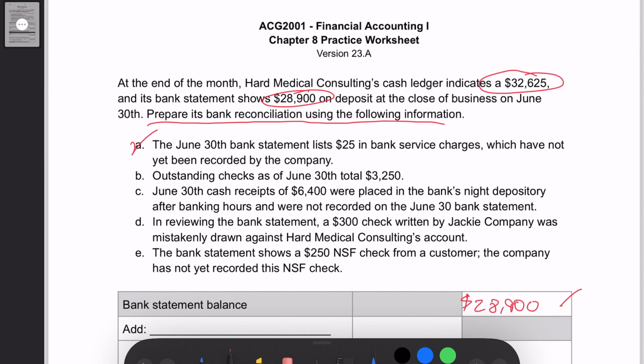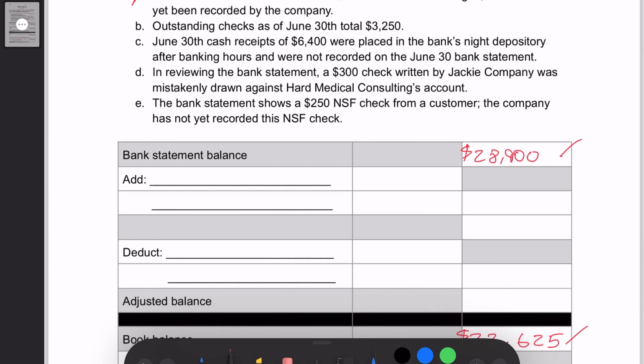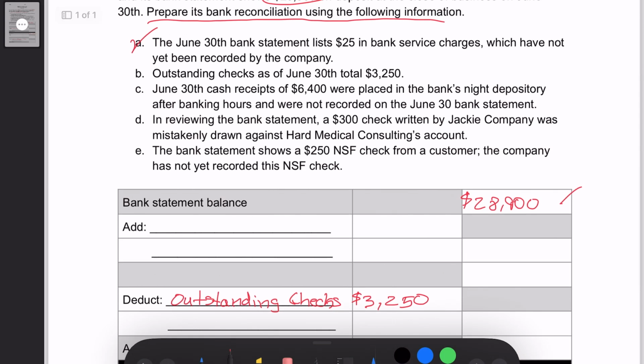Next, it says outstanding checks as of June 30th total $3,250. Like we mentioned previously, outstanding checks will always be deductions to the bank side. So we'll write outstanding checks, and it was in the total amount of $3,250. Part B, check.